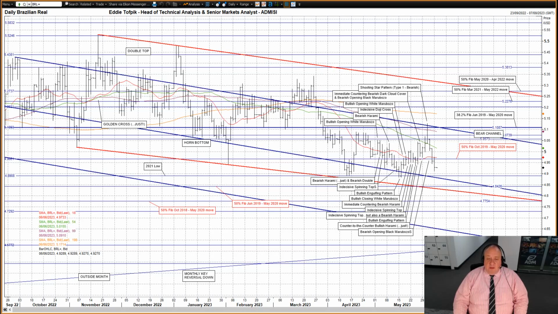Even now, after all this time, still sitting over all of this, is still the shadow of the monthly key reversal down we saw in January.